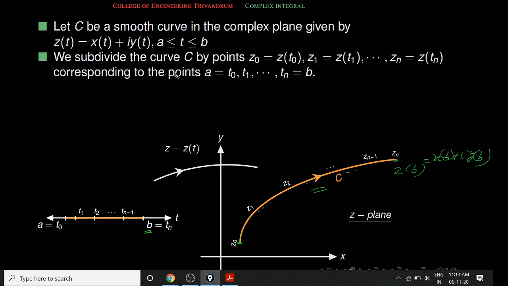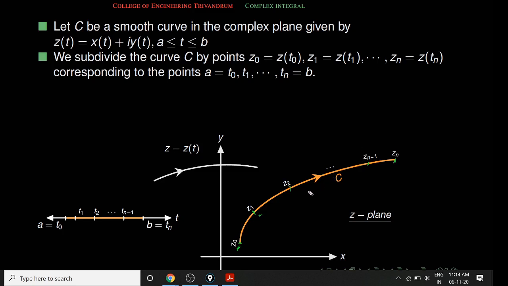Okay, next we subdivide the curve C by the points z0, z1, and these are the points. This is z1. This z0 is itself our z of a, right? Etc. This is our zn minus 1. This is our zn. Clear?